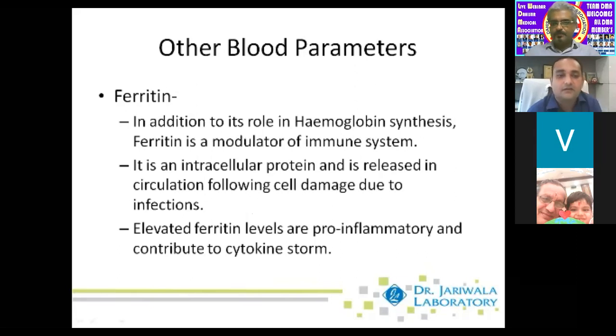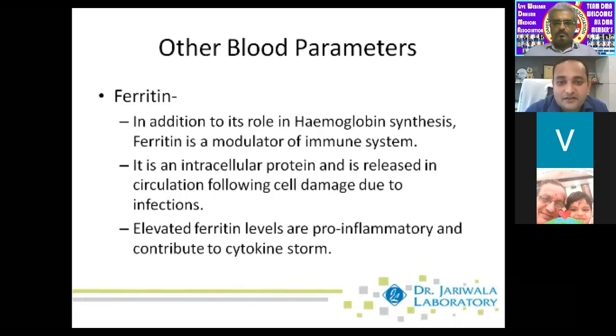Ferritin again is another important marker. Many times you will see that everything else is normal, but the ferritin levels are high. Now, we all know that ferritin is associated with hemoglobin synthesis, and it is a storage form of iron. But we also need to know that ferritin is a modulator of the immune system, and it is pro-inflammatory.